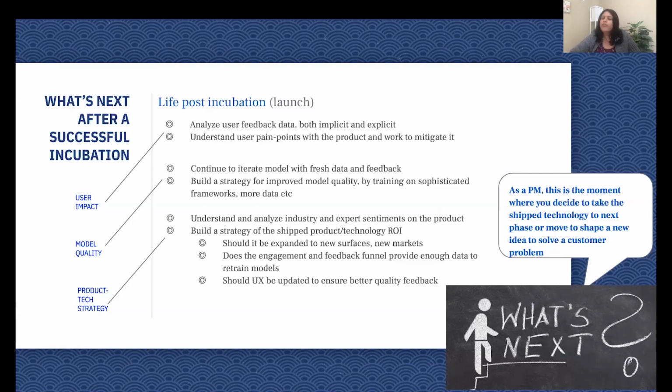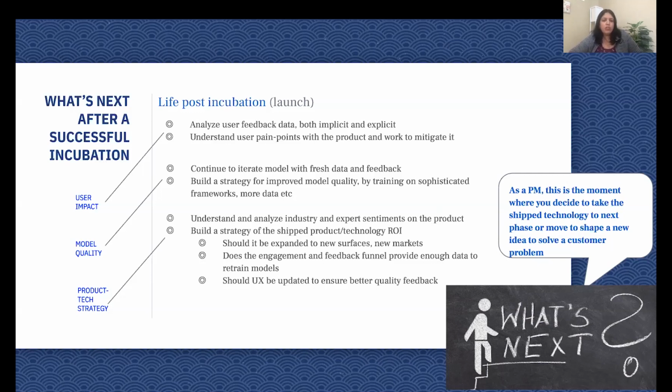Work on a strategy for improving your model quality, whether it's with fresh data, feedback, training on sophisticated frameworks like BERT, using more data, build a strategy. And then build a product and technology strategy.